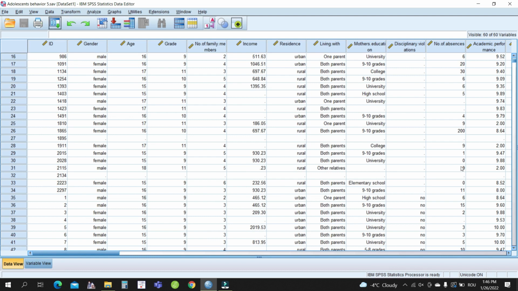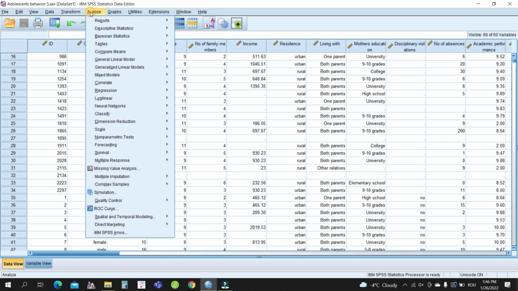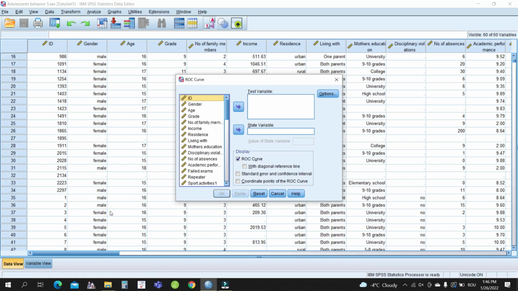So, let's begin. I will select Analyze, ROC curve, and as you can see, we have a window in which, on the left side, we have a list of all the variables from our database. On the right side, we have an area called Test Variable, where we have to introduce our classifiers. So in our case, we have to introduce the number of absences and the number of family members.